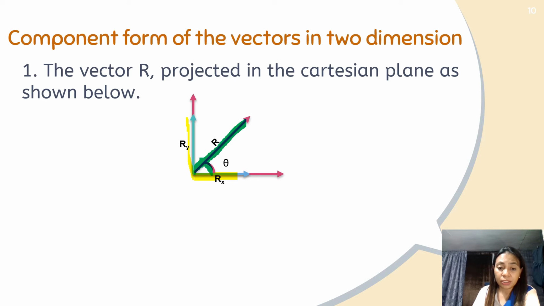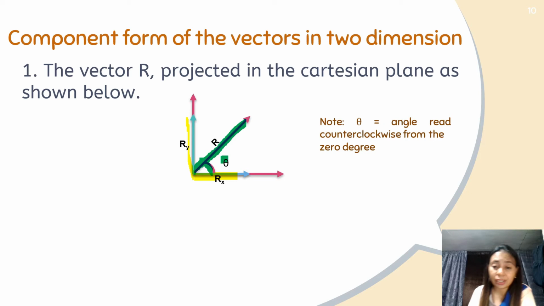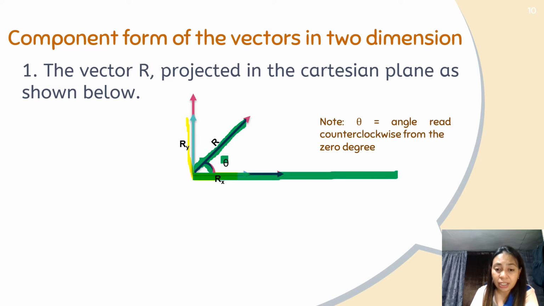This is your angle. This part here is your angle. Okay, now your theta, that's a Greek letter theta. Your theta here is an angle read counterclockwise. So when we say counterclockwise, it should be from the 0 degree. This is your 0 degree here. That's your 0 degree. Counterclockwise. So you move it this way.